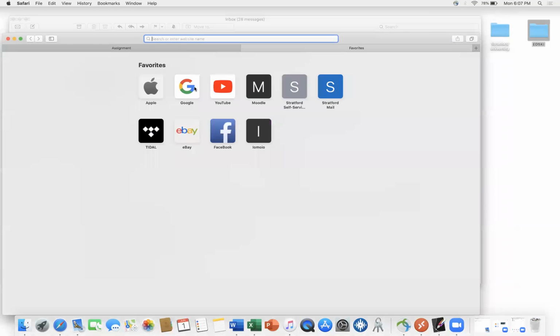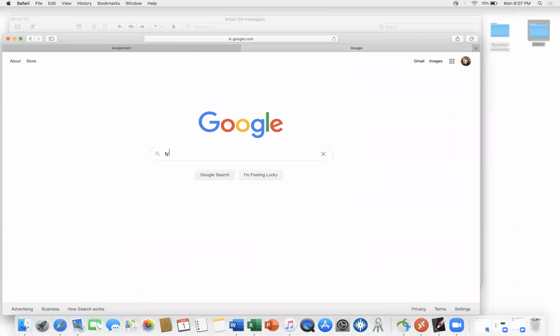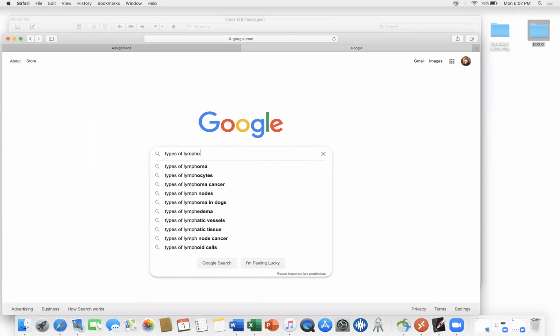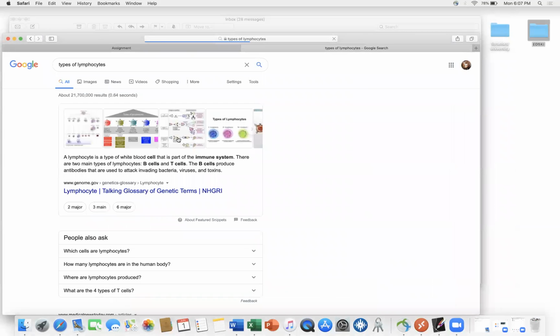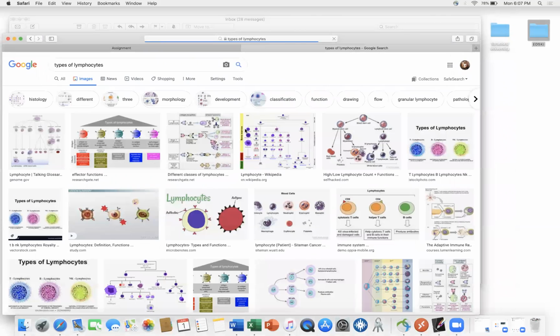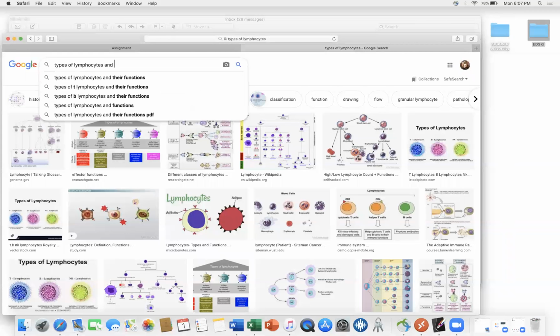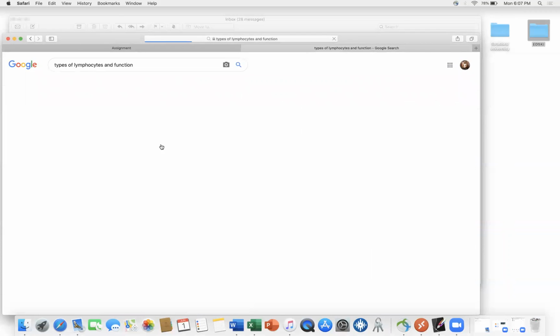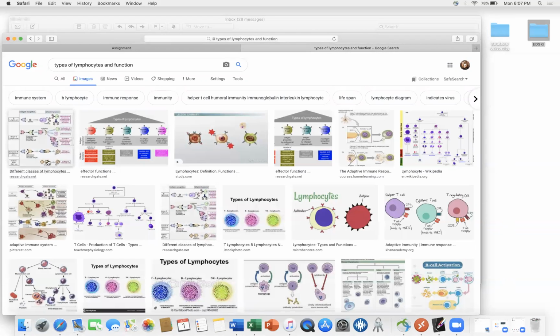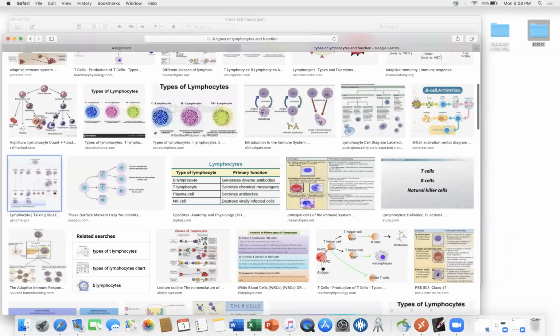So the types of lymphocytes, and that's your white blood cells. So if I look at that, I could pick out any one of these nice little charts here. Oh boy, if you can hear my kid in the background. Where's the chart that I always talk about?